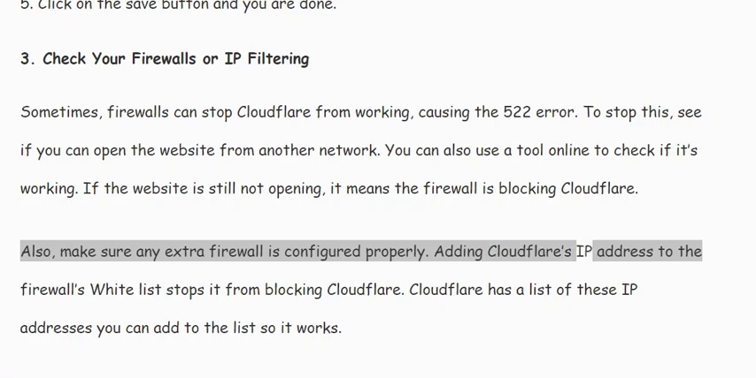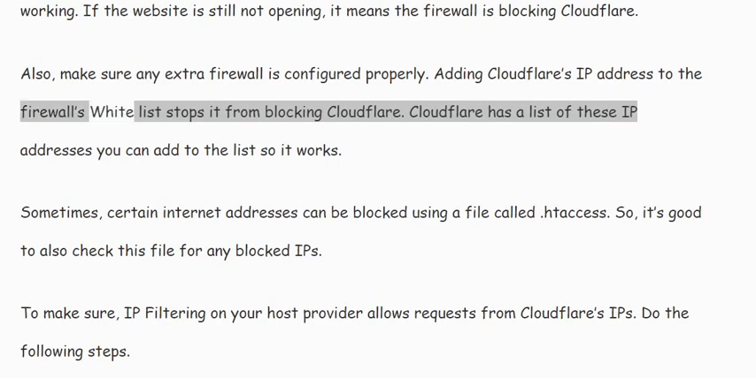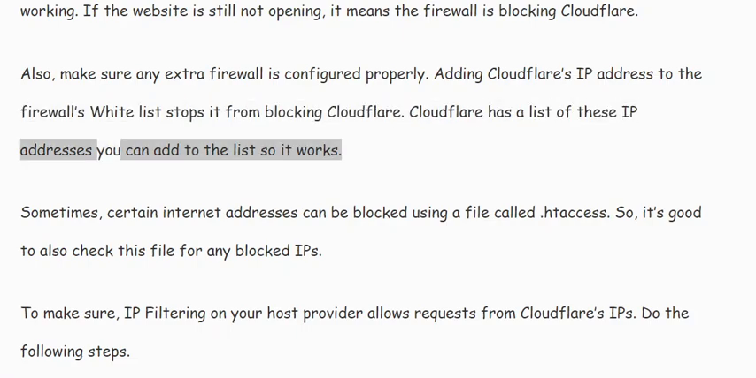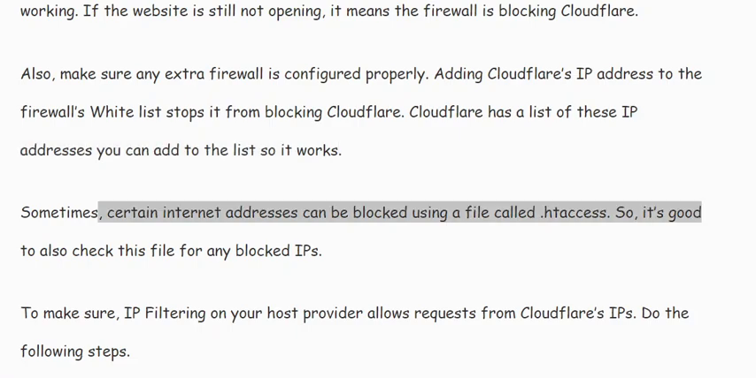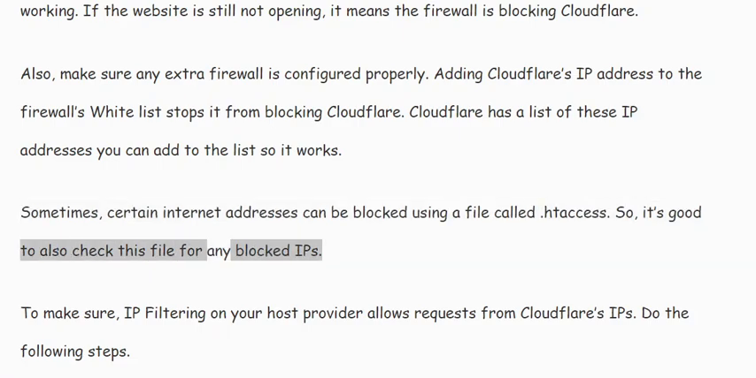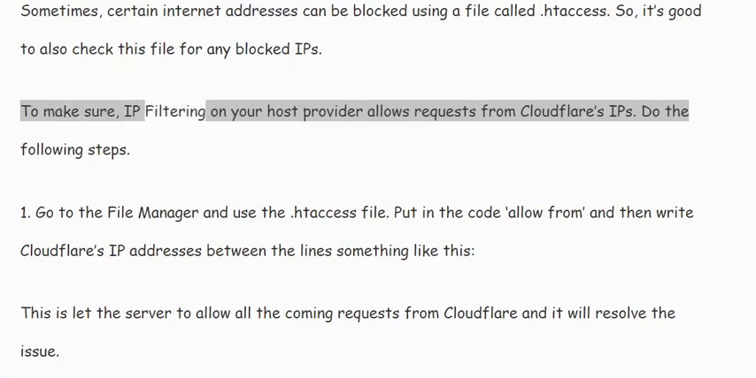Adding Cloudflare's IP addresses to the firewall's whitelist stops it from blocking Cloudflare. Cloudflare has a list of these IP addresses. You can add them to the list so it works. Sometimes, certain internet addresses can be blocked using a file called .htaccess. So, it's good to also check this file for any blocked IPs. Make sure IP filtering on your host provider allows requests from Cloudflare's IPs.